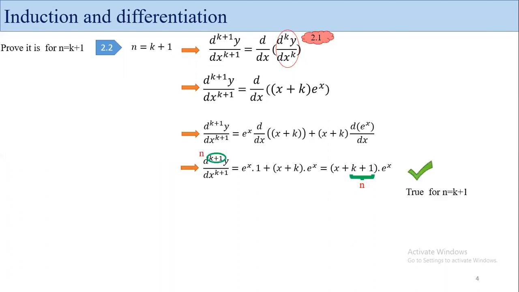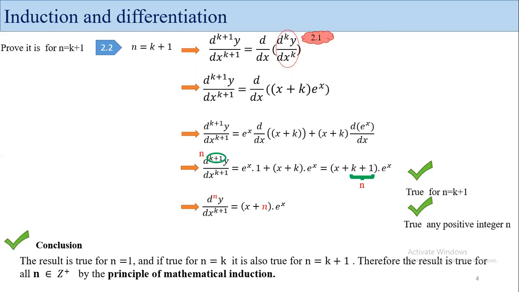So it is true for any positive integer n. As a conclusion, we can say that the result is true for n equal 1. And if it is true for n equal k, it is also true for n equal k plus 1. Therefore, the result is true for all n members of positive integers by the principle of mathematical induction.